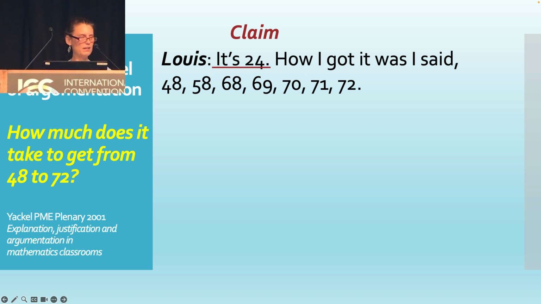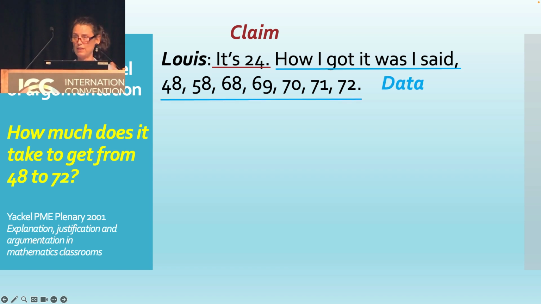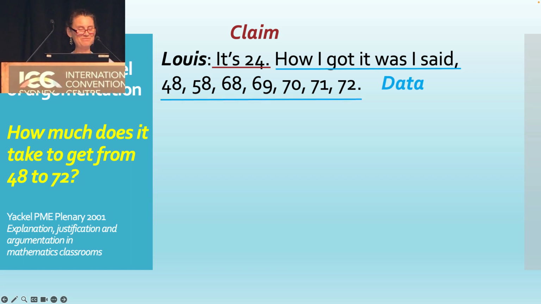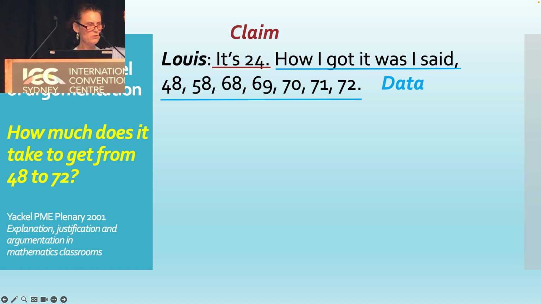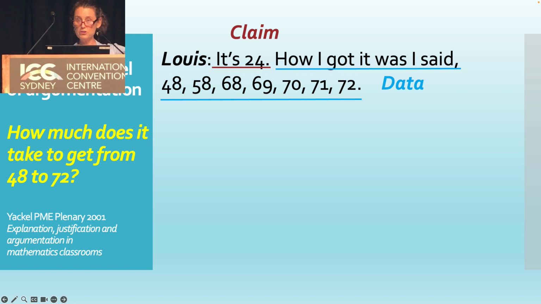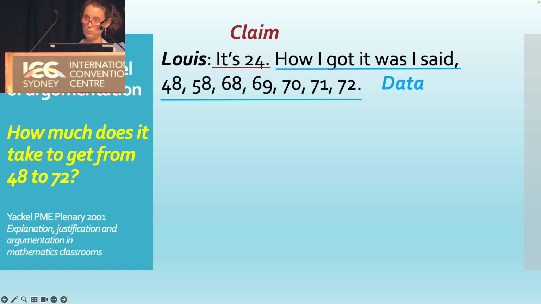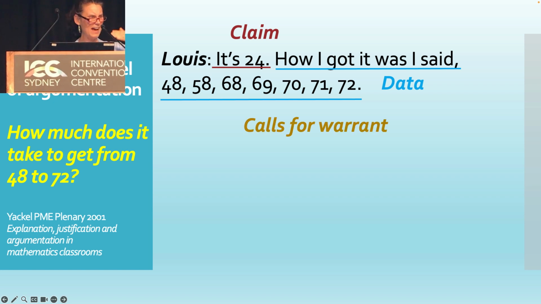And then he elaborated and gave data for how he got that answer, that claim. So that's the evidence for that claim of 24. Now, for a lot of students, the number sequence that Lewis says here, it's not clear how that number sequence leads to 24 at this point. And so from Erna's perspective in her analysis, she sees the next move by the teacher as calling for what Toulmin would call a warrant. How does this data relate to 24? How does this number counting sequence relate to 24?